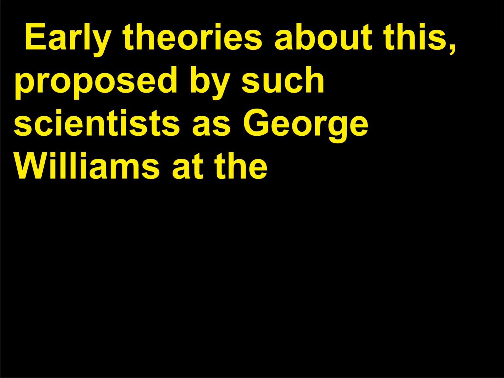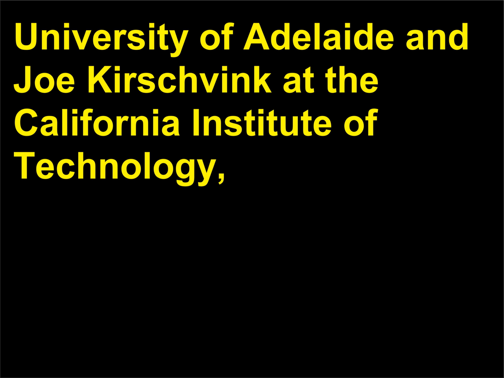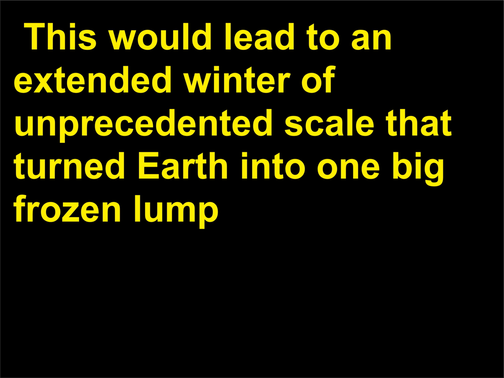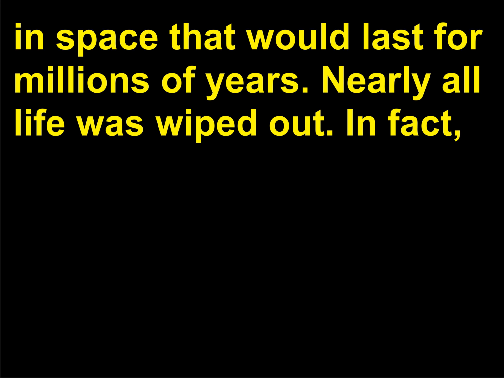Early theories about this, proposed by such scientists as George Williams at the University of Adelaide and Joe Kirschvink at the California Institute of Technology, include the effects of plate tectonics as causing massive volcanic eruptions worldwide. This would lead to an extended winter of unprecedented scale that turned Earth into one big frozen lump in space that would last for millions of years. Nearly all life was wiped out.